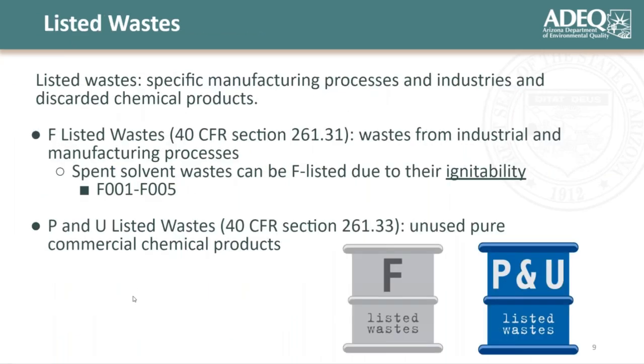RCRA regulations specifically identify some wastes known to be hazardous and classify them within 4 waste code categories, known as the F, K, P, and U lists. F-listed wastes are common within the automotive industry, specifically F code 001 through 005, which refer to waste solvents. P and U listed wastes are pure, unused commercial chemical products, some of which you may find from time to time within automotive repair practices.